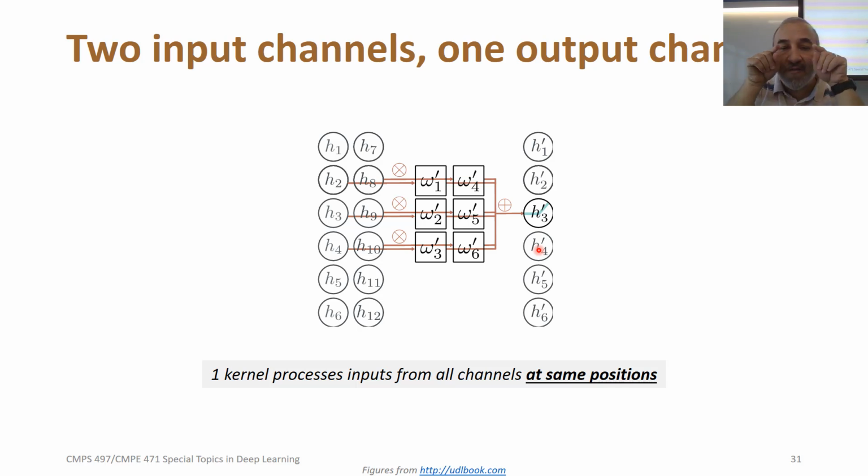If this is everything, then we have one output channel only, which is produced, of course, by one kernel.